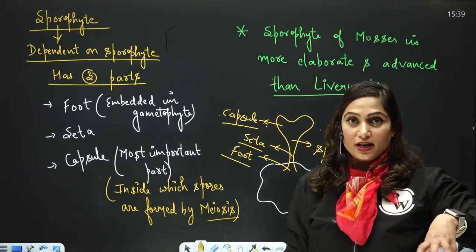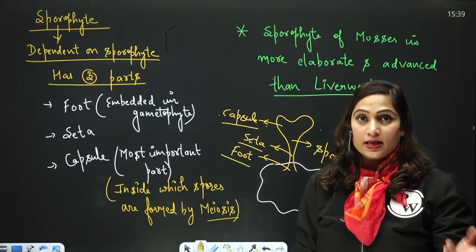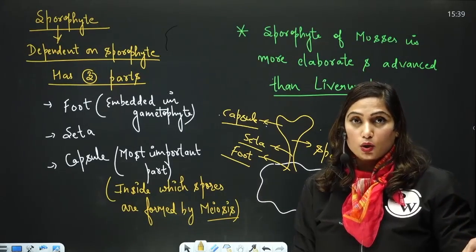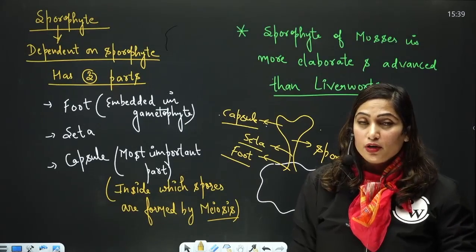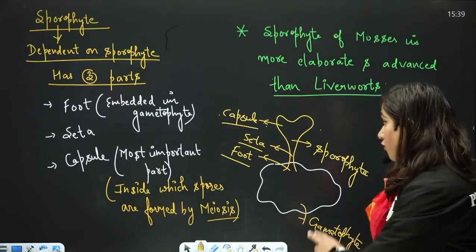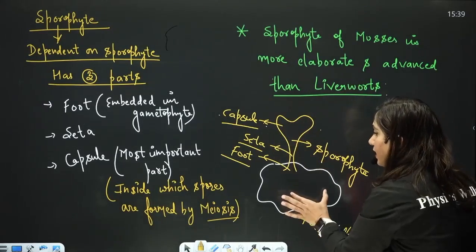On the gametophyte, they have sex organs, right? They will form gametes, then zygote will be formed, then embryo will be formed. That embryo will form sporophyte on the gametophyte.